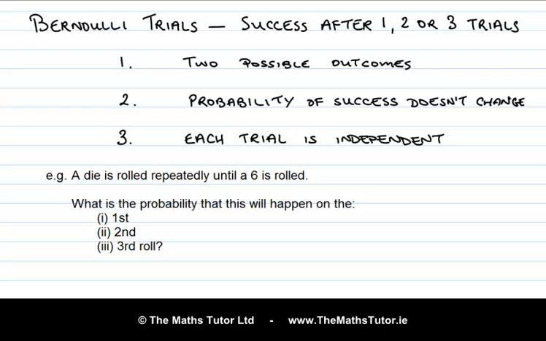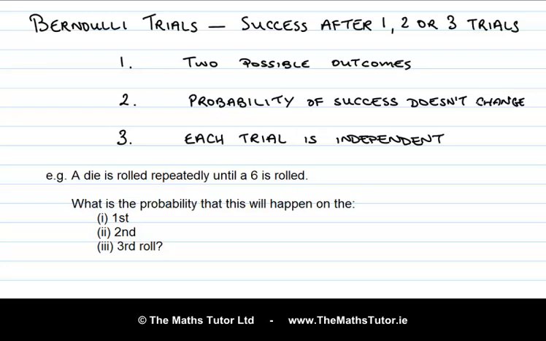Well, this is a Bernoulli trial because there are 2 possible outcomes for each trial. You could have success or failure. So you either get a 6 or you don't get a 6. That's all you care about. So 2 possible outcomes.